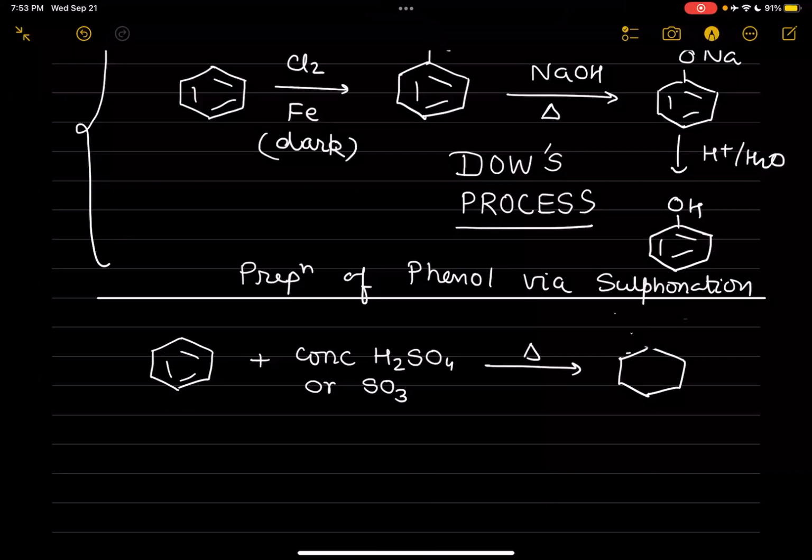So H plus will be removed and you will end up with, I'm not writing the mechanism, I'm directly writing the product. So this is benzene sulfonic acid.